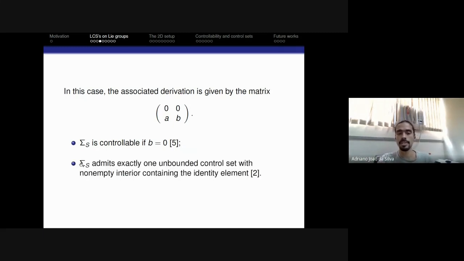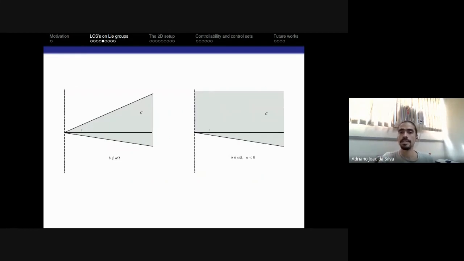And what we did in a similar work for control systems on groups was to analyze what happens with the control sets when you don't have controllability. So if B here is not zero, you do not have controllability. And what you have is exactly one unbounded control set, with nonempty interior, and it contains the identity element. So basically, these are the possible control sets. Remember that we are on R plus times R. So here is the identity element, and what you have is this kind of cone here, okay? And this is something interesting that I should comment on because it will appear later. This condition here, B does not belong to alpha omega.